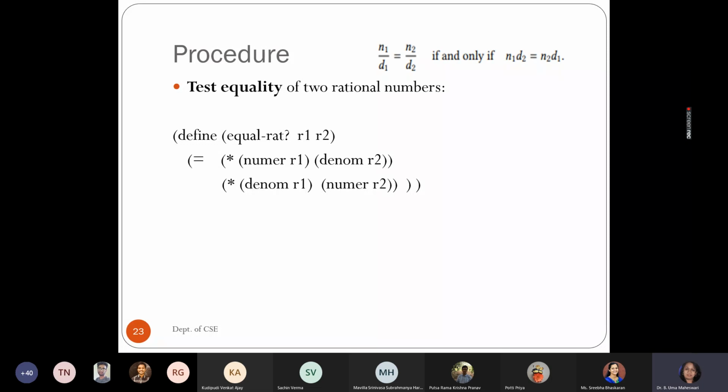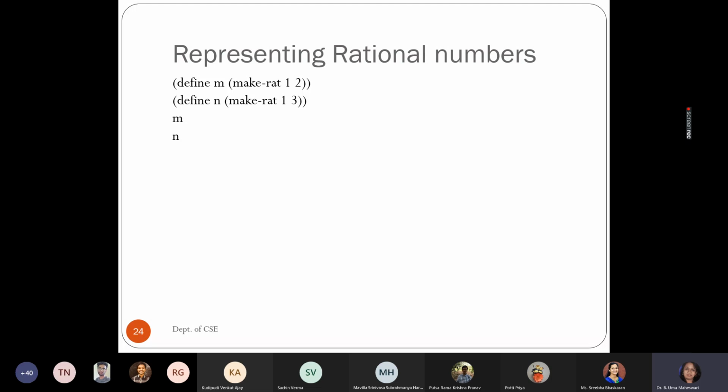Okay, so these are all the procedures. In this way, I am able to write procedures for all the operations, right? Okay, so now I'm going to take my Racket and write this program. This program I already uploaded in the Teams.